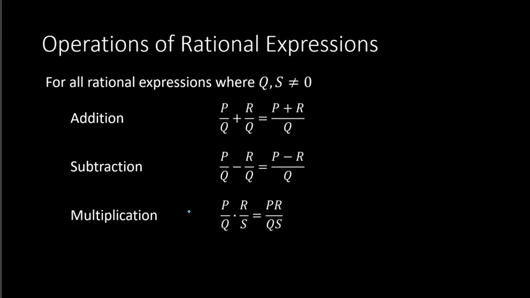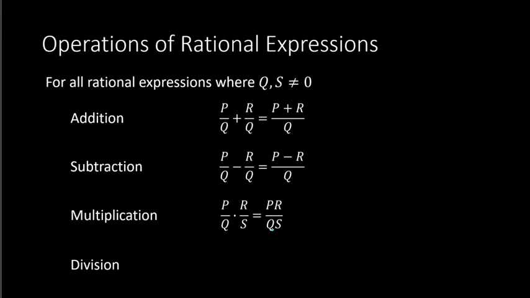With multiplication, say we had p over q times r over s. What we would have is p times r on the top, and then q times s on the bottom. So you'd multiply the numerators together, and then multiply the denominators together.